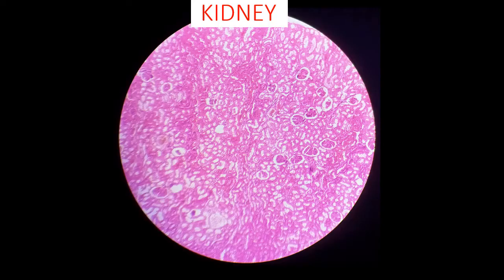Now moving to the excretory system. Under the excretory system, we are going to have kidney, ureter, and the urinary bladder. Coming to the kidney, what are the structures you have to identify? In the kidney, here you can see the outer part, so there is a capsule. Then below that is called the cortex part.